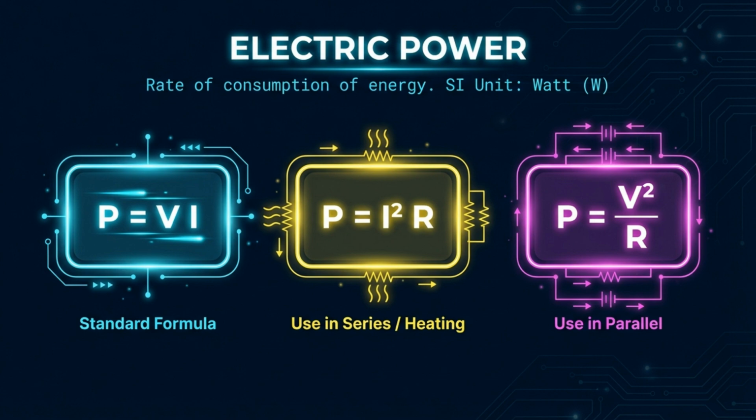Electric power is the rate of consumption of energy, measured in watts (W). Key formulas include the standard P equals VI, P equals I squared R for series or heating applications, and P equals V squared over R, often used for parallel circuits.